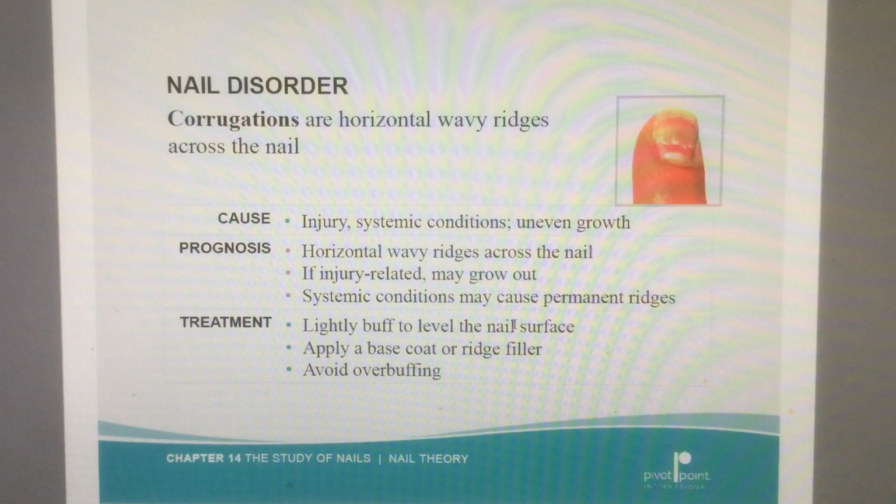So if it's something that has to do with the person's system, it might be something that's permanent, but it's a disorder. It doesn't necessarily mean that it's going to be anything horrible to you or contagious to you. It looks worse than what it is. As far as treatment, lightly buff to level the nail surface, apply a base or top coat or ridge filler, and then avoid over buffing, because you don't want to thin out the areas that are already thinner, causing the wavy ridges.